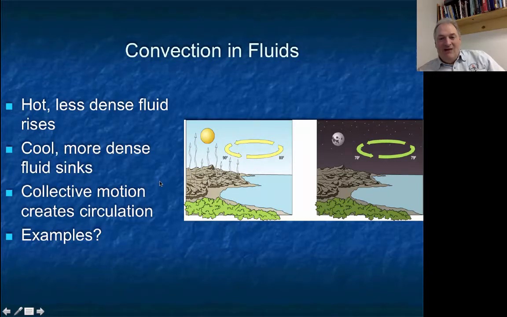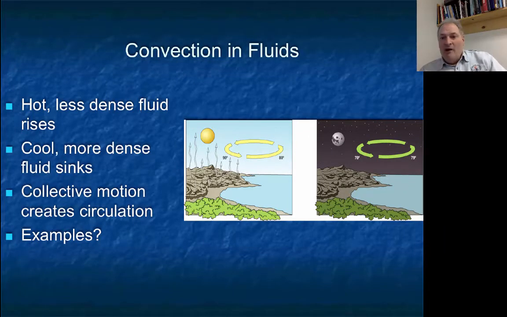But this collective motion of the fluids causes circulation, and that's why you get sea breezes that reverse direction at the seashore. And there are lots of other examples where you get convection in fluids. Later on in the course, we're going to see that this happens within the Earth's mantle. So you get molten rock rising because it's hot and less dense, and you get cold, solid rock sinking because it's colder and more dense, and that creates circulation patterns even within the Earth itself.